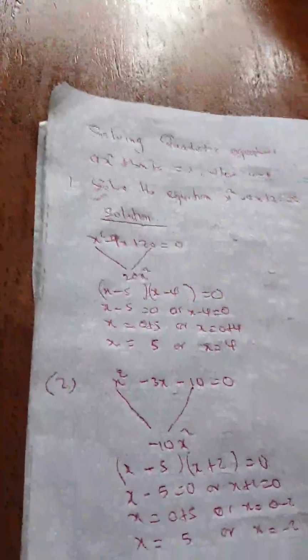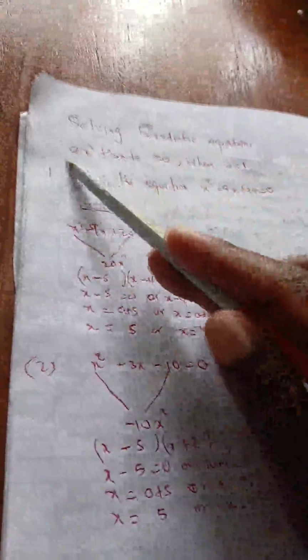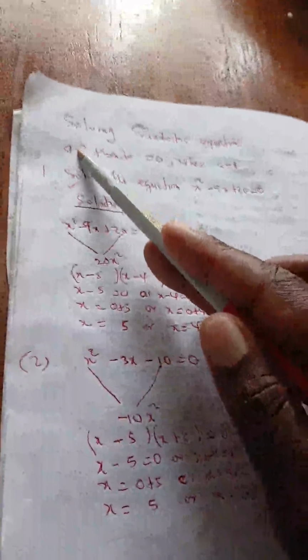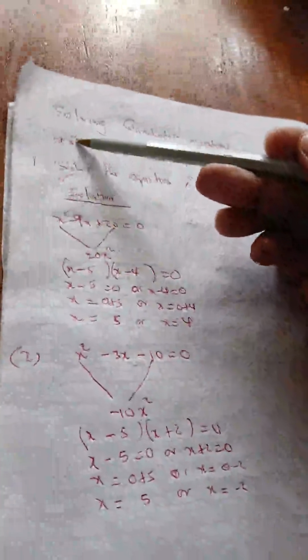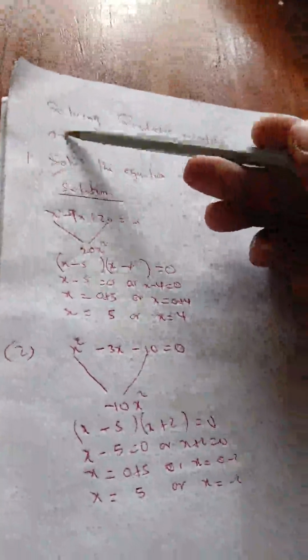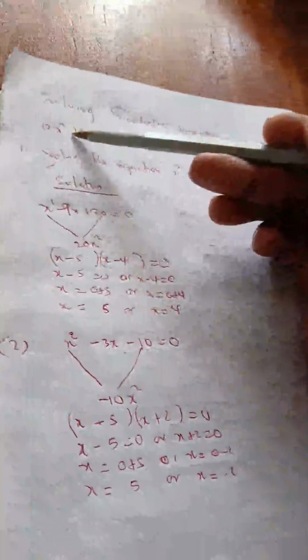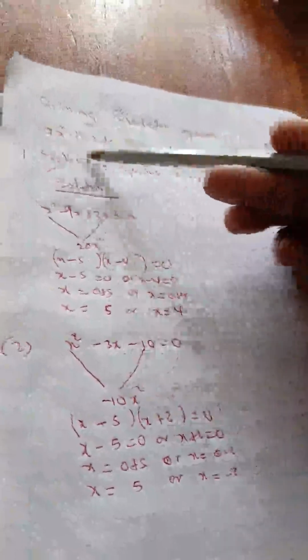So basically, that's how we solve quadratic equations where the coefficient of x squared, or the coefficient of the first term which is squared, is 1. We can use the short method here. But please take note: if the coefficient of x squared is not 1, we have to use the expansion method. During our next video, we are going to look at solving quadratic equations where the coefficient of x squared is not 1.